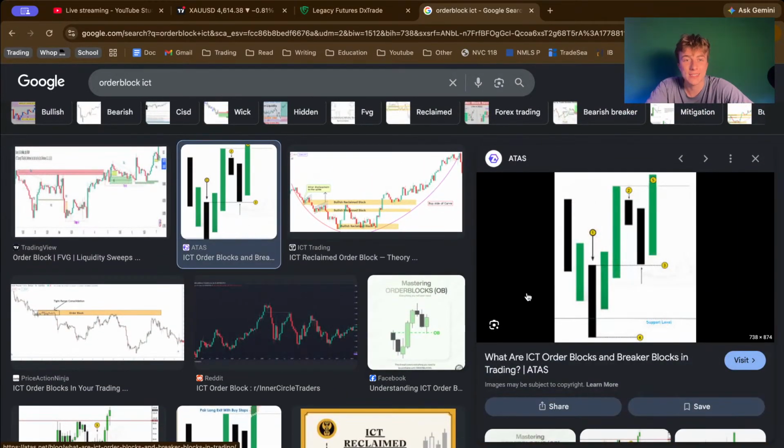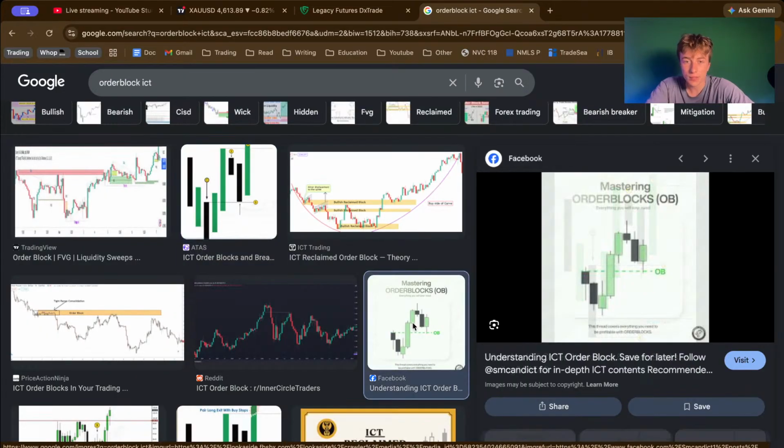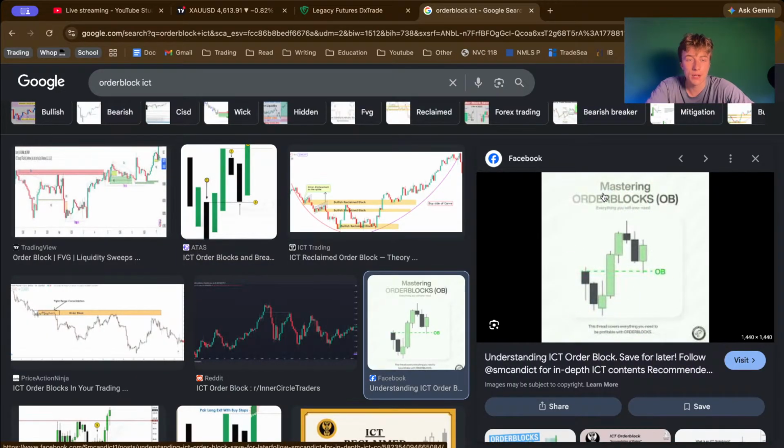Here's the one from ICT himself. If it's a bearish candle and it comes up above the high, you use the top of the bearish candle as your order block. Here's another perfect example right there. Mastering order blocks. It's the bearish candles, it comes up above them, and you use the candle body high. So that's why I marked it out.